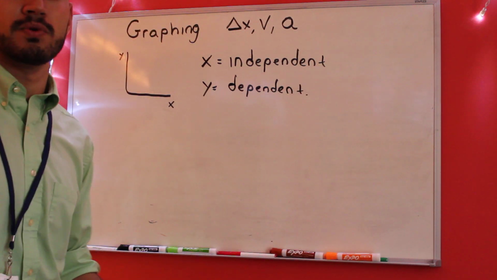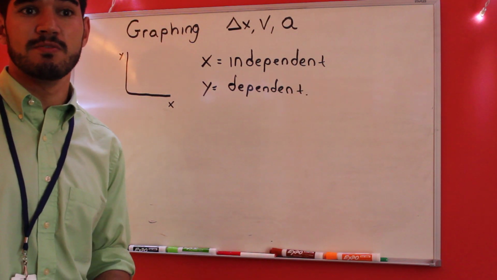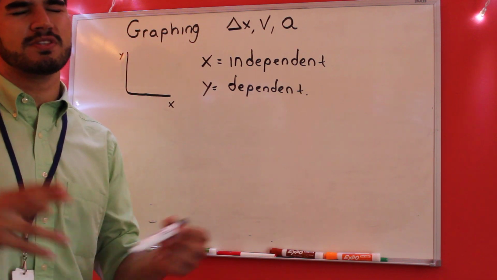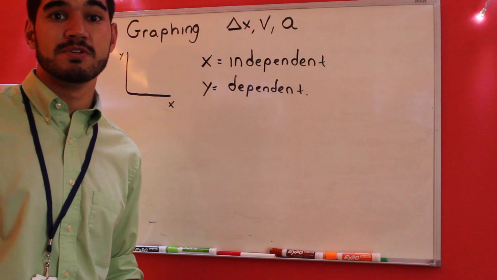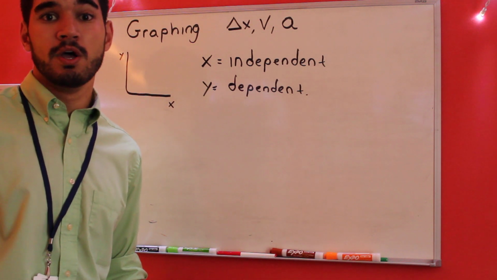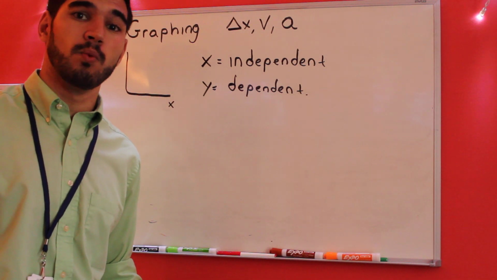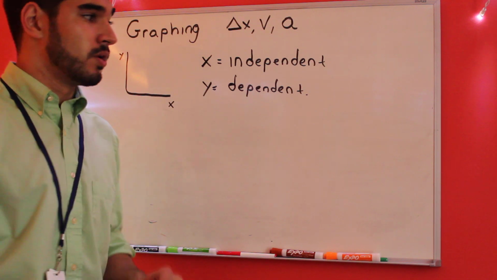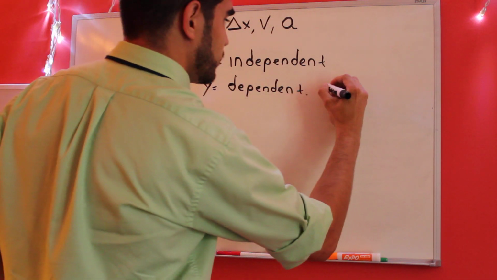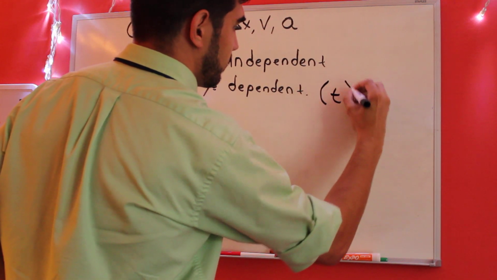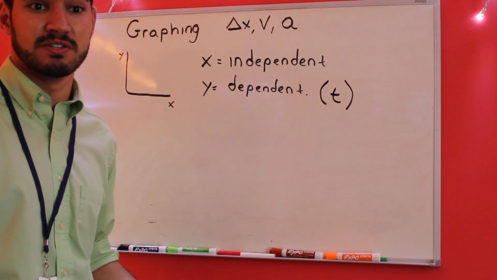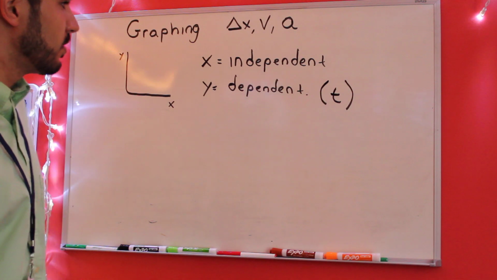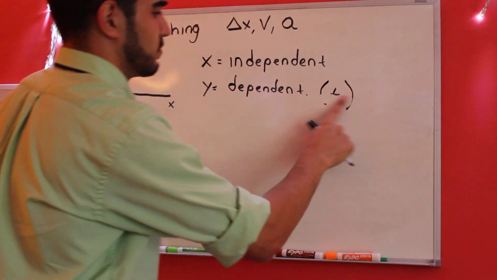If you're not familiar with these terms, the independent variable is a variable that's going to happen no matter what you do. For example, time is generally the independent variable, because time happens no matter what. So, I'm going to just put t, because for the purpose of the graphs you're going to be looking at, it's going to be with respect to time.